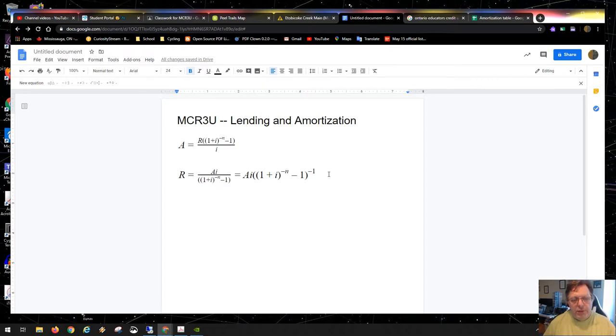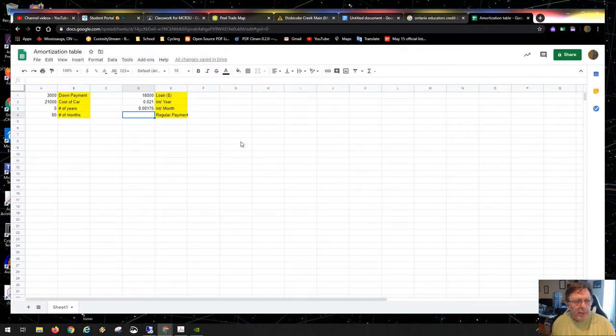So this equation for my regular payment is going to be the regular amount of money, the payment that I'm going to make each month. That's what this formula is. So I've got to make this into a spreadsheet formula. Okay, so let's do this by going to the spreadsheet.